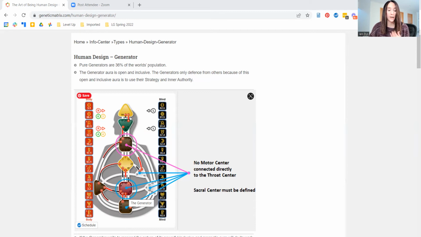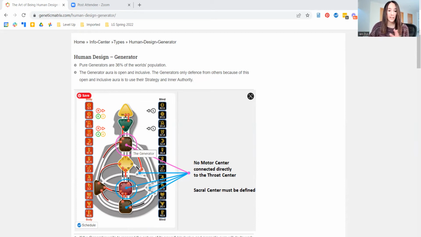So this is a generator. This is your throat center up here, but it's saying that these are channels coming off, but there are different motor centers. So your solar plexus, sacral, root, and heart. These four here are motor centers. So any one of these cannot be connected to the throat center to be considered a pure generator.